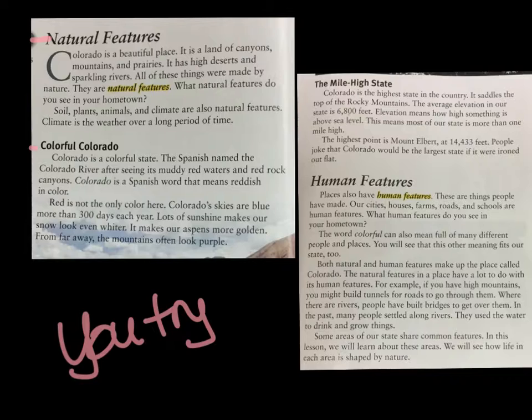Colorful Colorado. Colorado is a colorful state. The Spanish named the Colorado River after seeing its muddy red waters and red rock canyons. Colorado is a Spanish word that means reddish in color. Red is not the only color here. Colorado's skies are blue more than 300 days each year. Lots of sunshine makes our snow look even whiter. It makes our aspens more golden. From far away, the mountains often look purple.